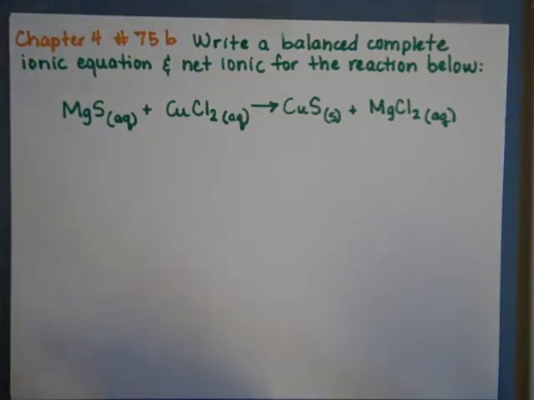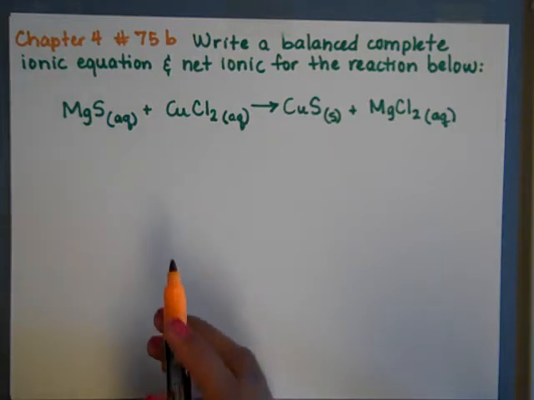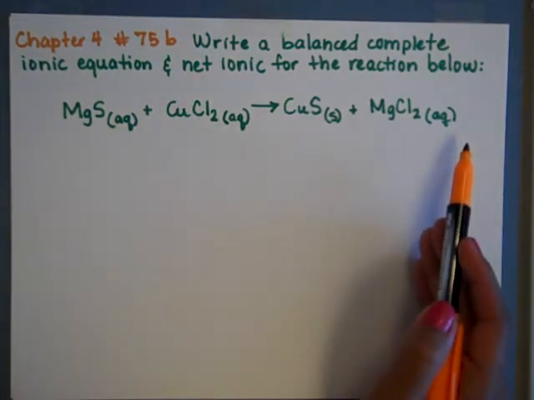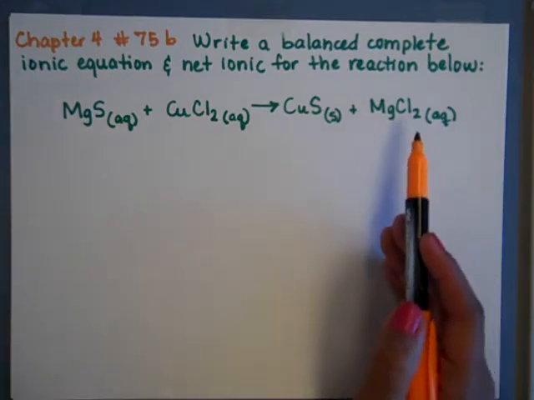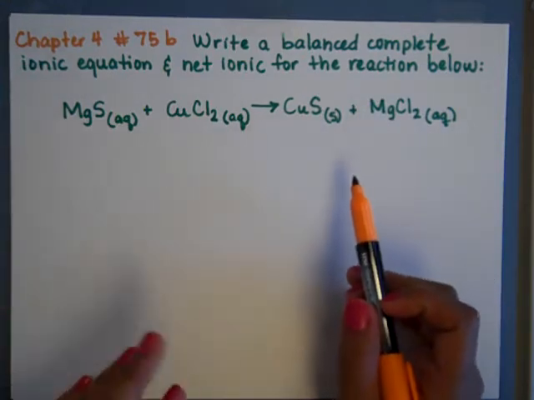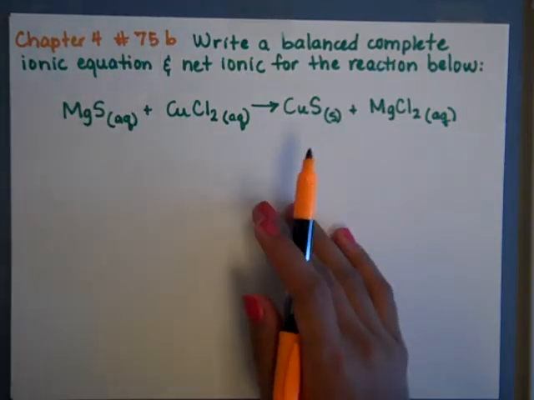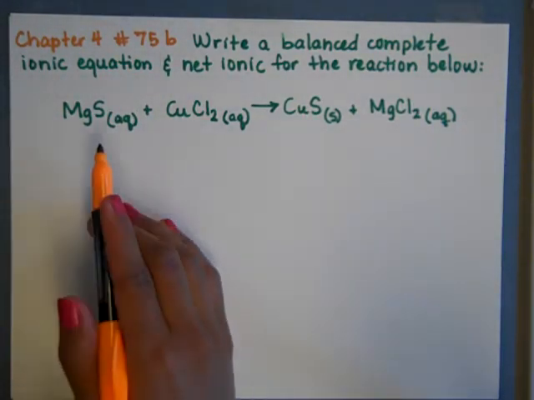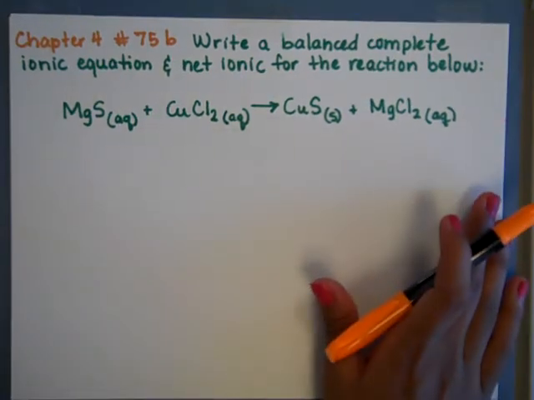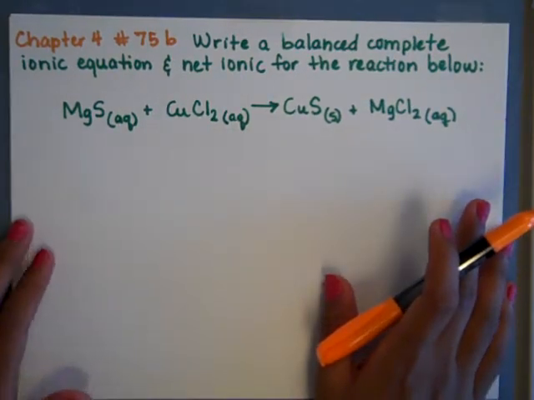So we're going to move on now to complete ionic equations and net ionic equations. We will usually be given just a regular formula. Once again, this is just out of the back of the book, number 75, and I just chose letter B. We will first need to make sure it's balanced, and we'll check that.